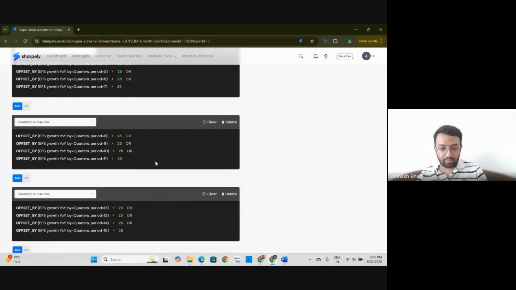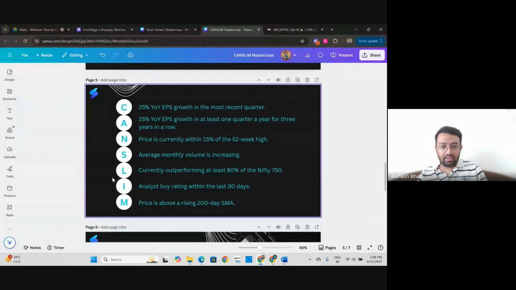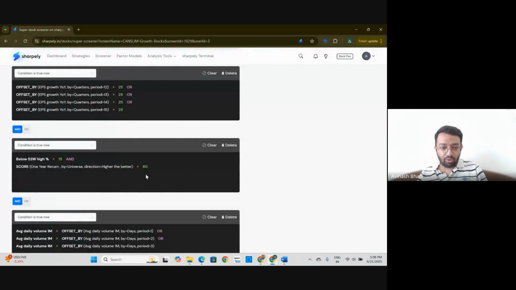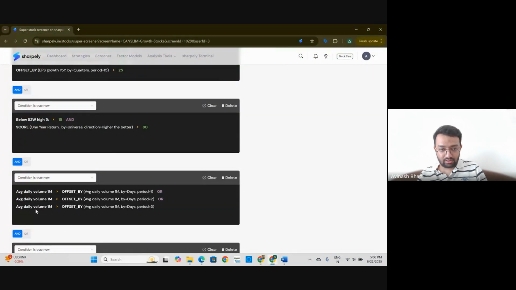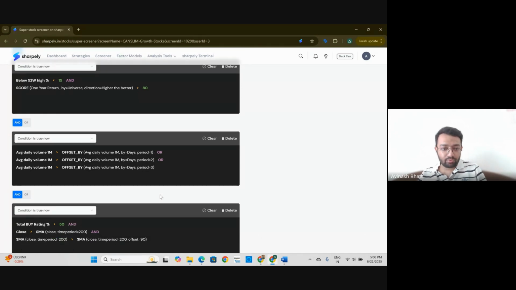Then price should be stronger. So we have a metric called below 52-week high, so it should be less than 15. So price should be within 15% range of the 52-week high. Then average monthly volume is increasing. So we are using this condition block for that. That average monthly volume should be higher than the last 3 months volumes.